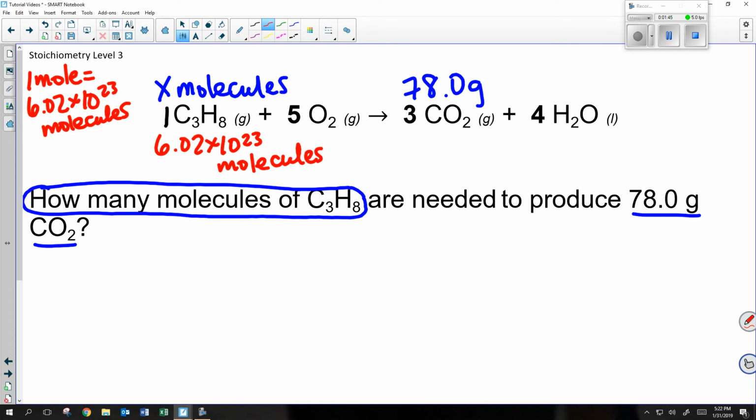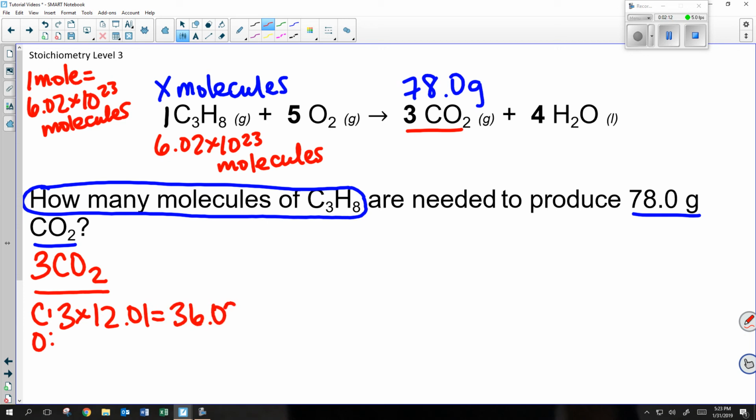Now, for my CO2, I have grams. So I need to determine the molar mass of 3 CO2. So I start by writing out my 3 CO2. I have carbon and oxygen. I have 3 carbon times the mass of carbon, which is 12.01. Multiplying that across, I get 36.03. For oxygen, I have 6 oxygen times the mass of oxygen, which is 16.00, and that equals 96.00.